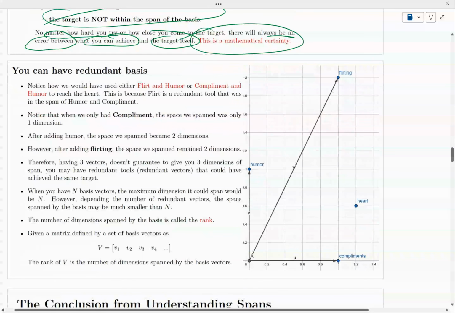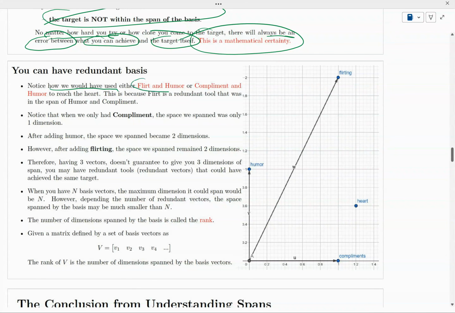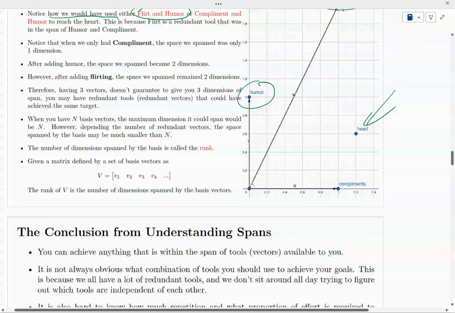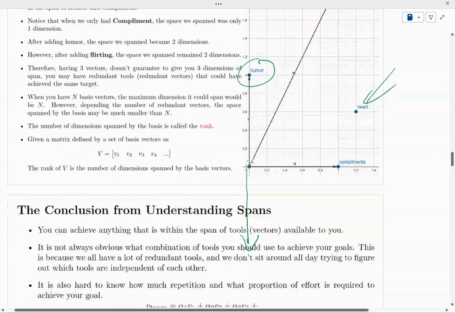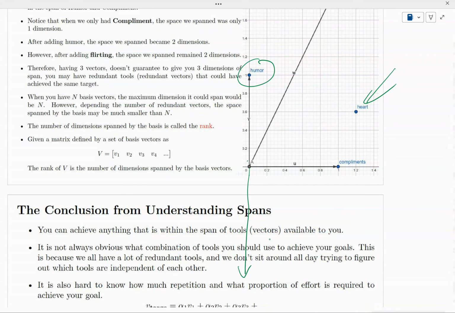Now, you can have redundant bases. So notice how we could have used flirting and humor, right? We could have used flirting and humor to essentially reach the heart. What would we have to do? Let's see. We would have to be a little bit more serious, which is the opposite of humor, I think. Serious. And then you need to do lots of flirting. If you do that, this combination, you'll be able to reach her heart, right?